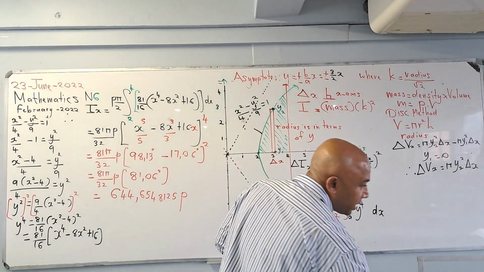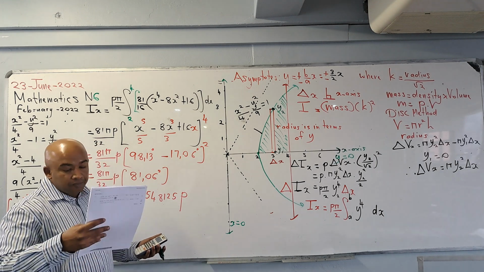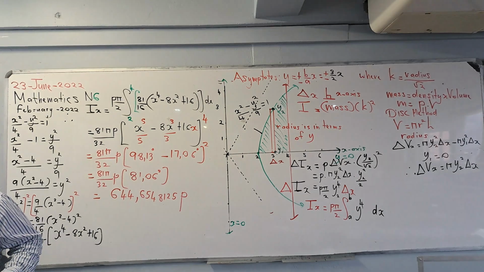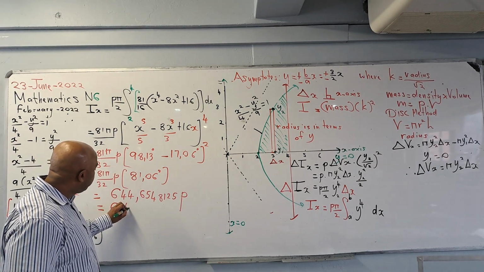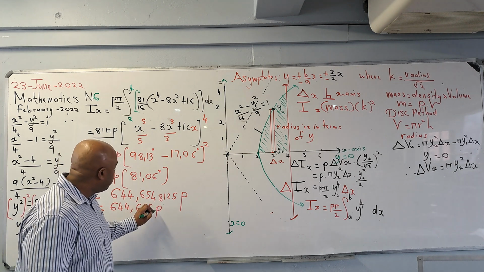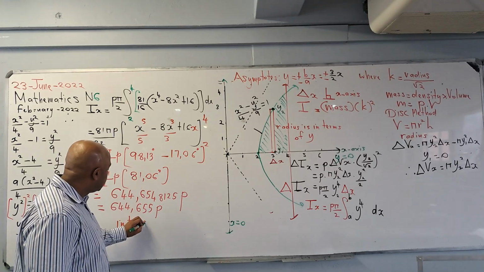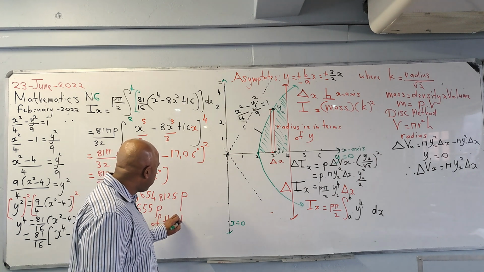Is that correct? Double check. Yeah. Double check on your calculator if it's correct. They only asked you for the moment of inertia. So that's going to be 644,655p. So this is in terms of the density.